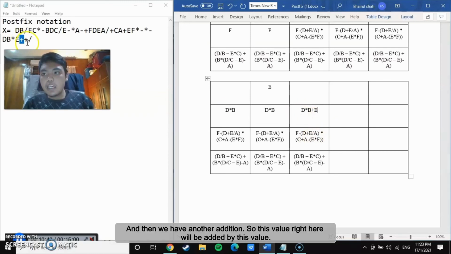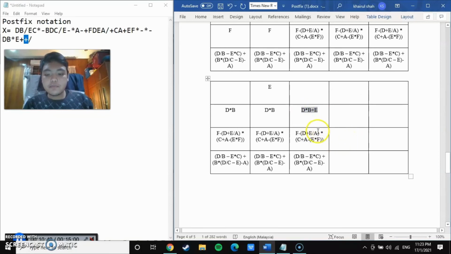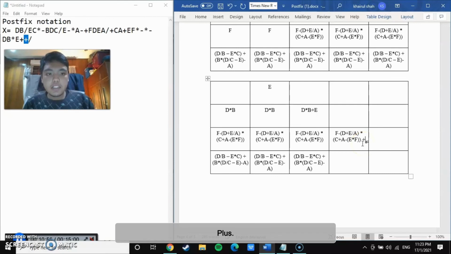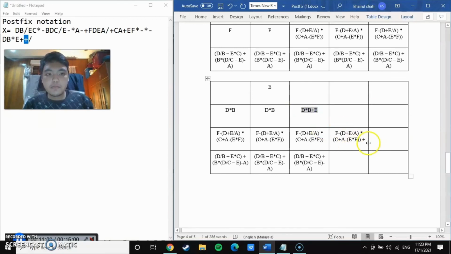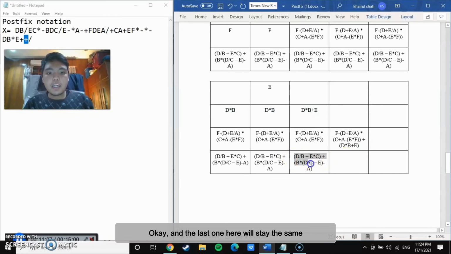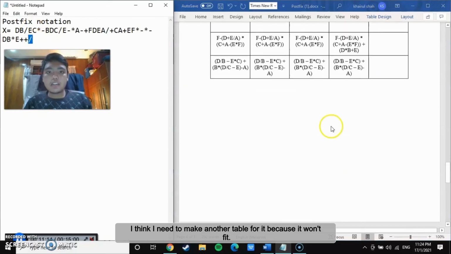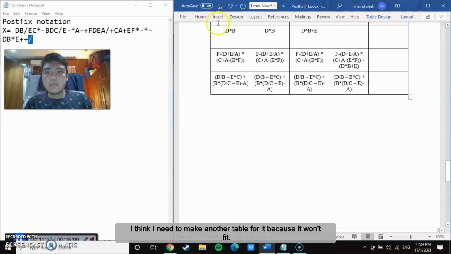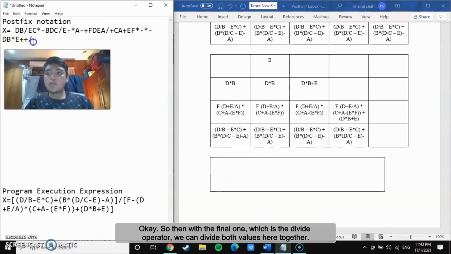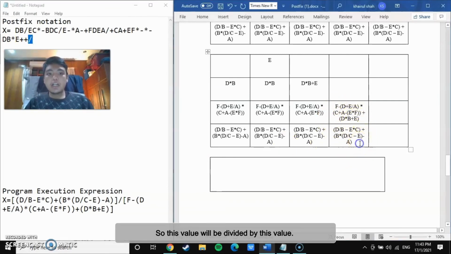Okay, alright. And then we have another addition. So this value right here will be added by this value. Plus. Okay. And the last one here will stay the same. And then we have divide. I think I need to make another table for it because it won't fit. Okay, so then with the final one, which is the divide operator, we can divide both values here together. So this value will be divided by this value.